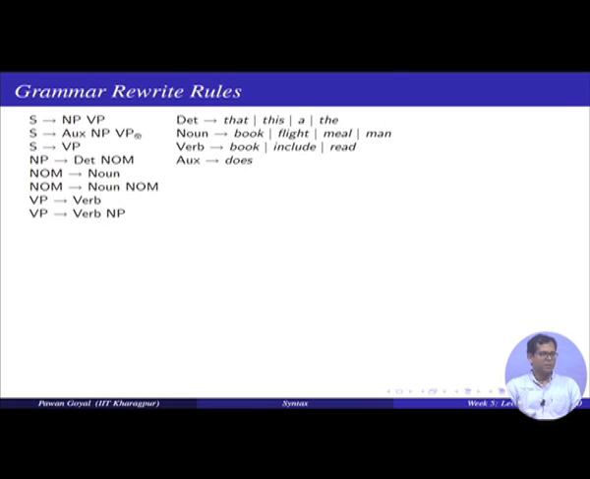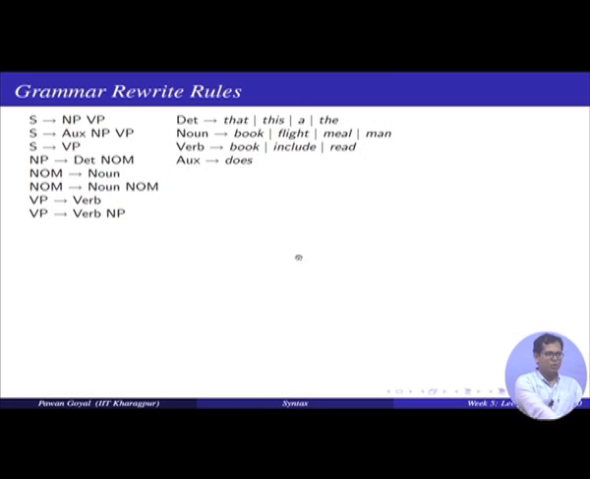So let us take a simple grammar in the CFG formalism. The grammar says that a sentence can be a noun phrase followed by a verb phrase, or an auxiliary followed by a noun phrase followed by a verb phrase, or a single verb phrase. A noun phrase can be a determiner followed by a nominal. A nominal can be a noun, and so on. All the various possibilities are shown here. Similarly, these are all the pre-terminals that give me terminals, which are words in my lexicon. So this is one such grammar.